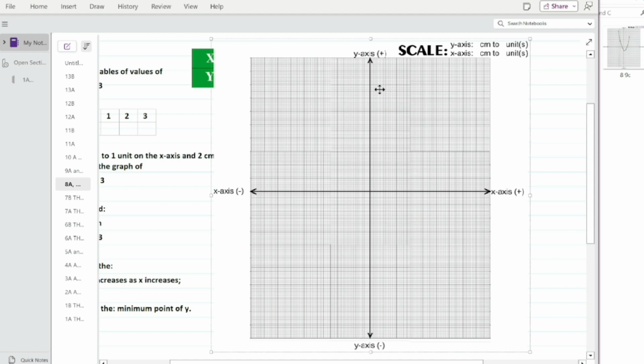This is our graph sheet, and on our graph sheet we have to draw the vertical axis, which is the y-axis. This is the y positive, this is the y negative. We'll draw the horizontal line, which is the x-axis. We have the x-axis positive, we have the x-axis negative. We've been given our scale.